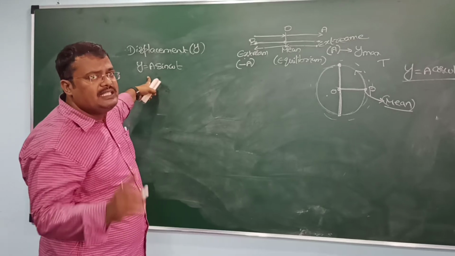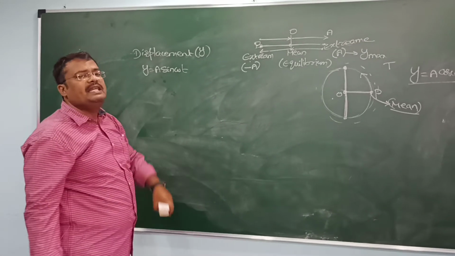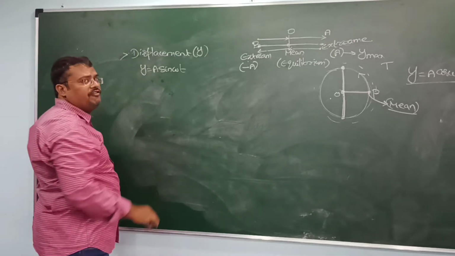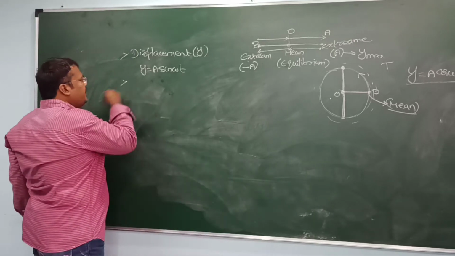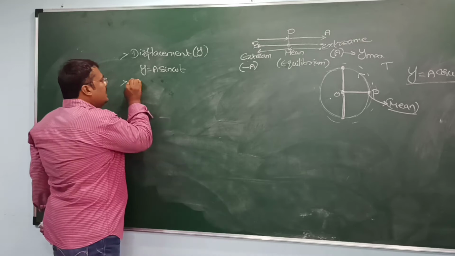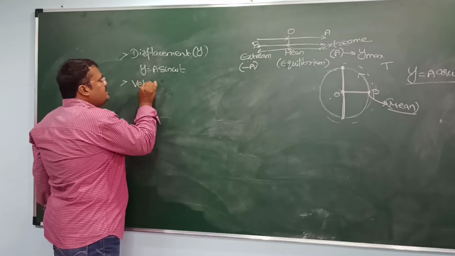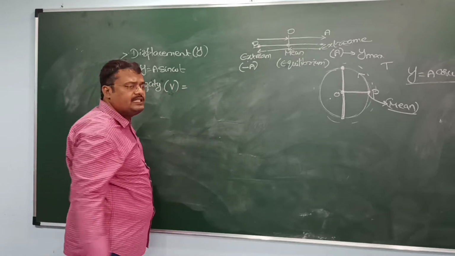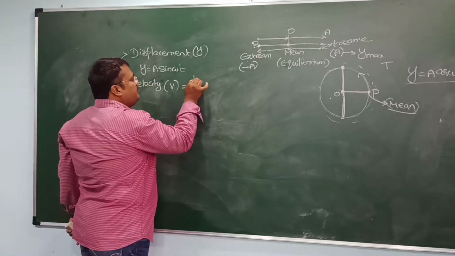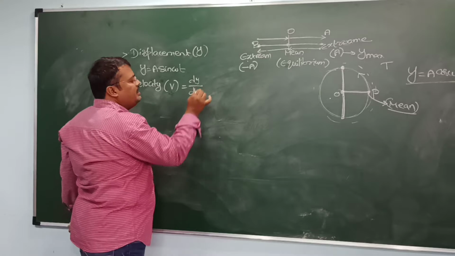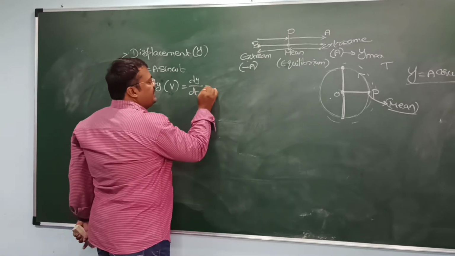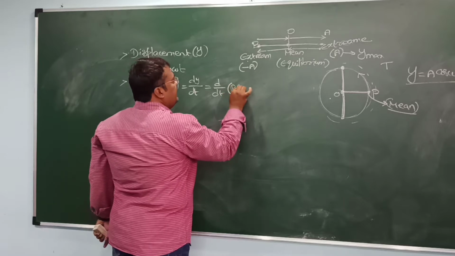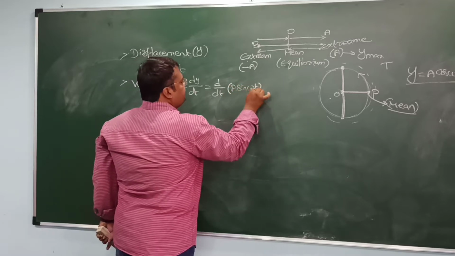Displacement of a particle in simple harmonic motion is y is equal to A sin omega t. This is the first variable. And another parameter, let us take the velocity of a particle. The velocity of a particle, v is equal to the rate of change of displacement, that is dy divided by dt, means d by dt of A sin omega t, let us differentiate.